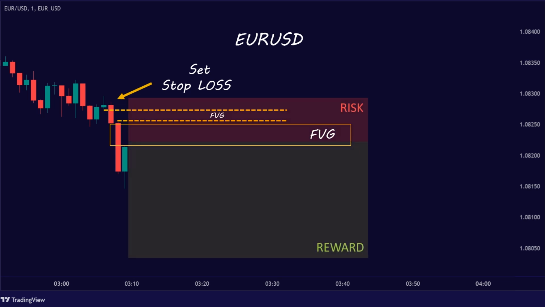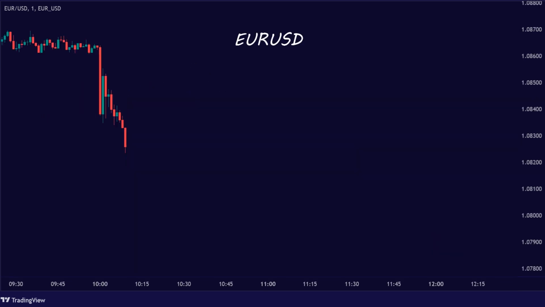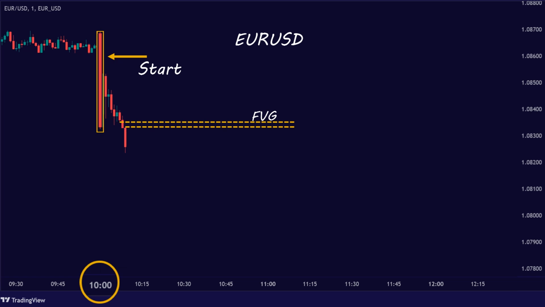As you can see the price dropped and reached the target. Now let's go to the next example. In this candle it starts at 10 o'clock. We wait for FVG to form and mark the region as FVG. For correction, it must return to the fair value gap areas. The price must return to this range to enter the position.